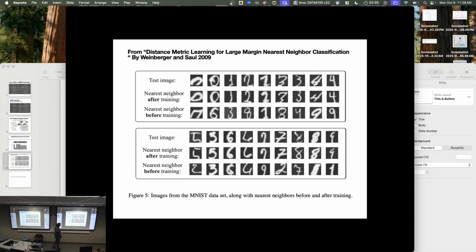An example they have is, here is a 1 from the data set, and its nearest neighbor before they did anything was this 3, right? And the reason this 1 and this 3 are, quote, nearest neighbors is because the 3 has a lot of pixels where that 1 is lined up, right?